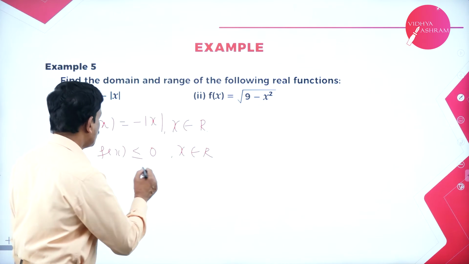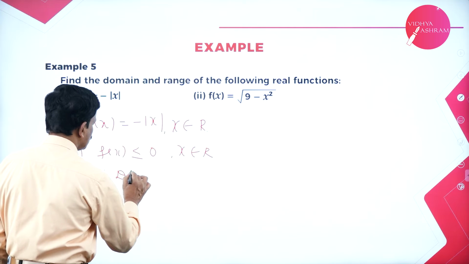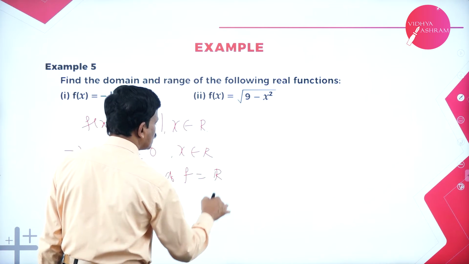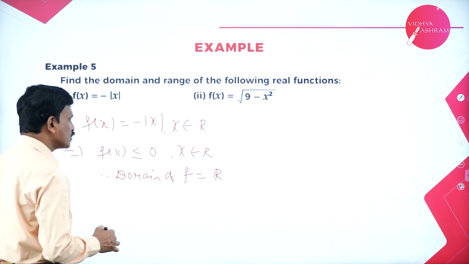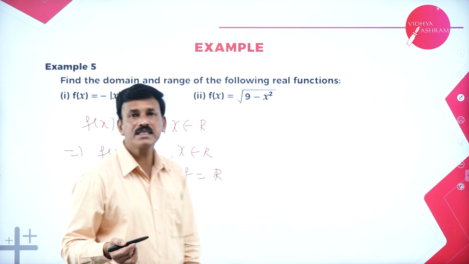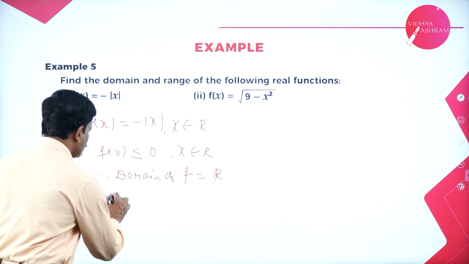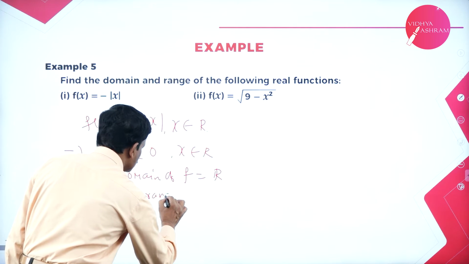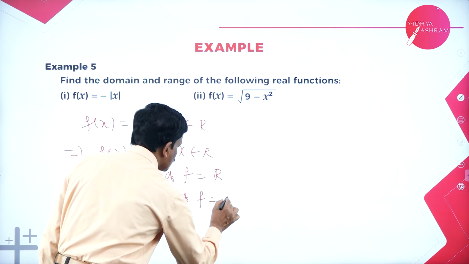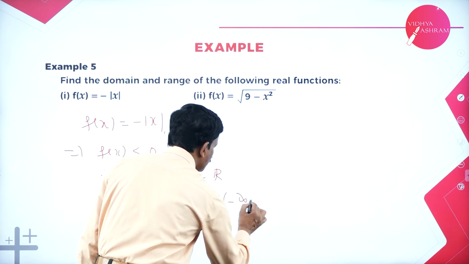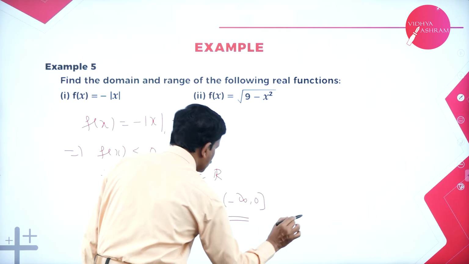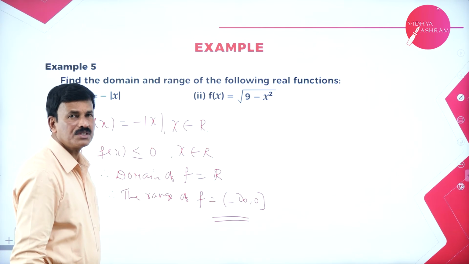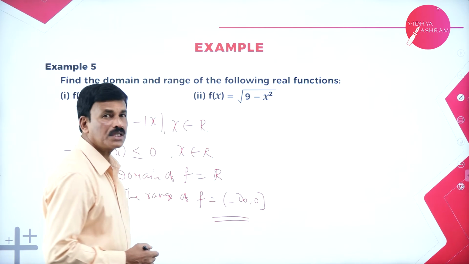So therefore the domain of f is equal to R itself. Now we have to write the range. Therefore the range of f is equal to minus infinity comma 0. Minus infinity comma 0 is the range for this function. That's it. Now come to the next one.